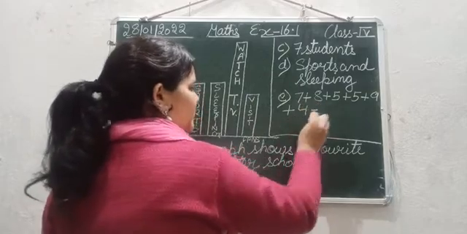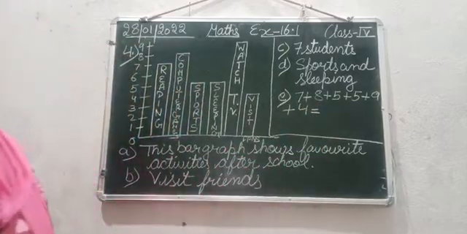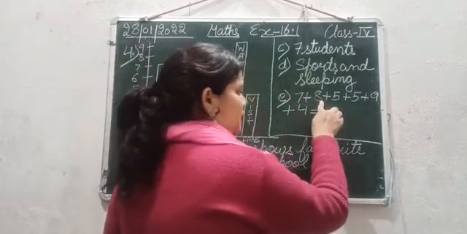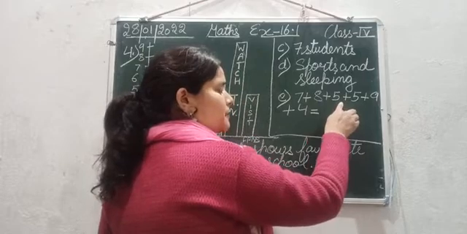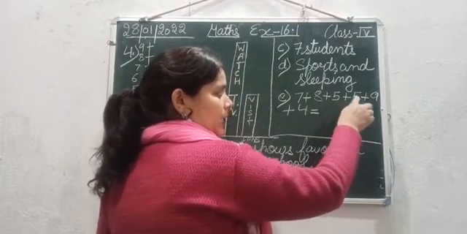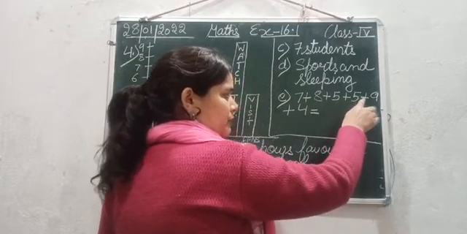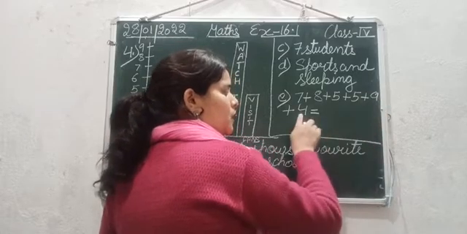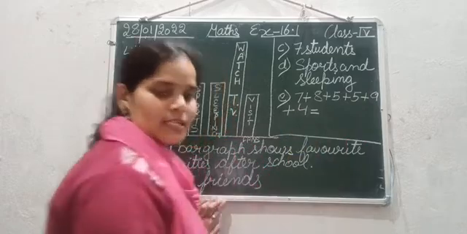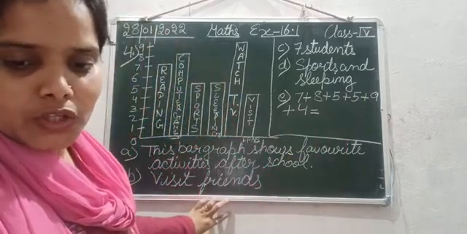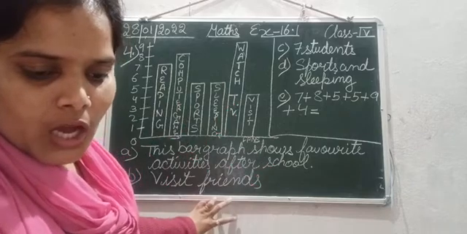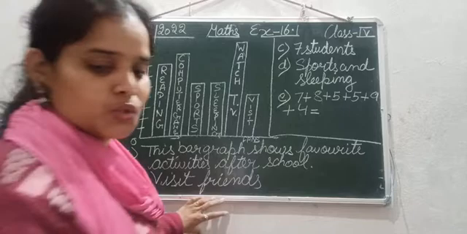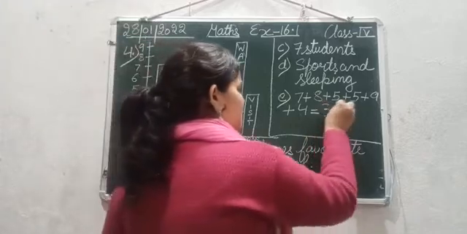Now just simply add them all and you will get the answer to how many total students were surveyed. So 7 plus 8, that is 15, 15 plus 5, 20, 20 plus 5, 25, 25 plus 9, that is 34, 34 plus 4, that is 39. So the question was, how many students were surveyed?